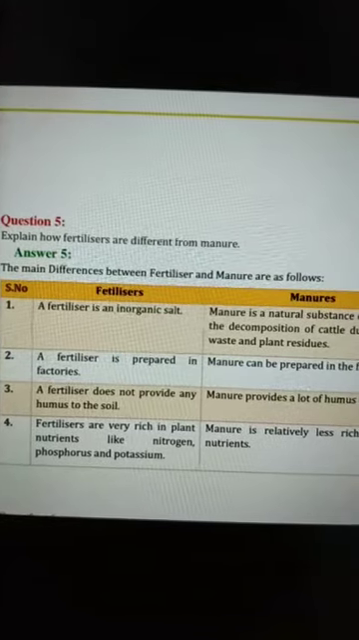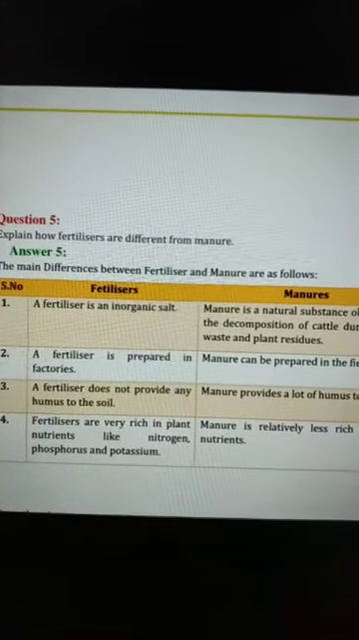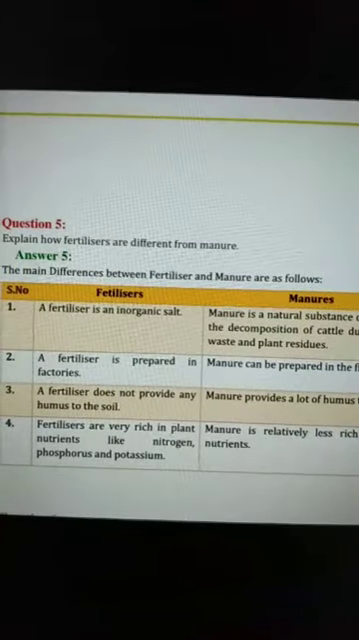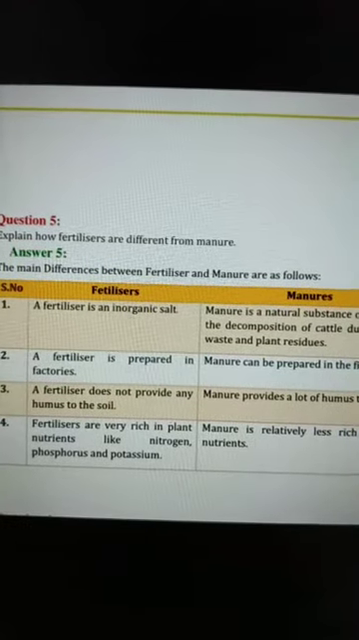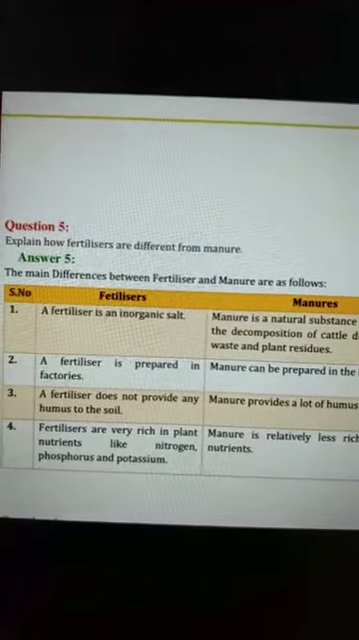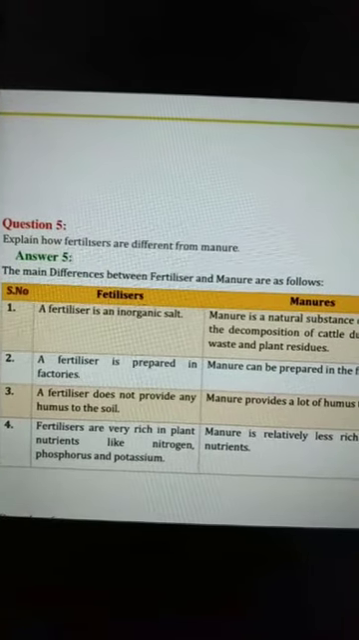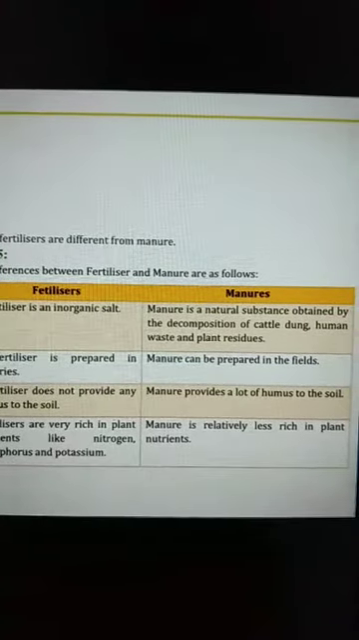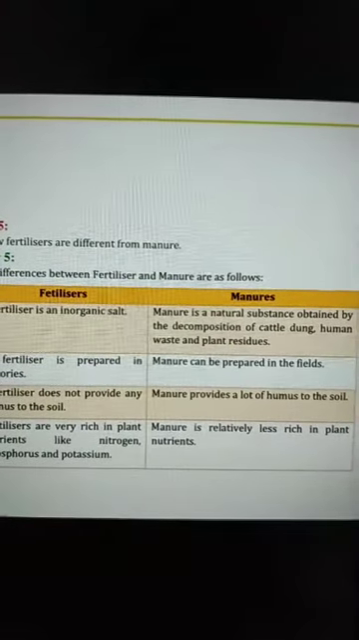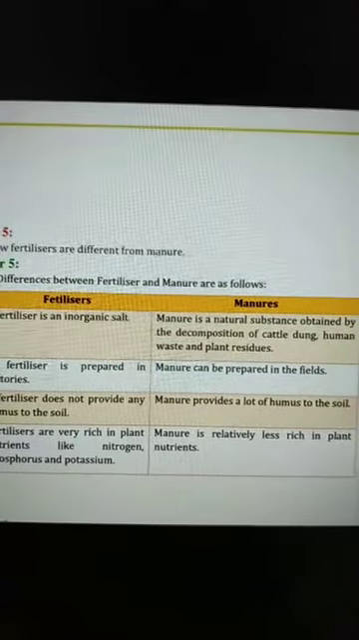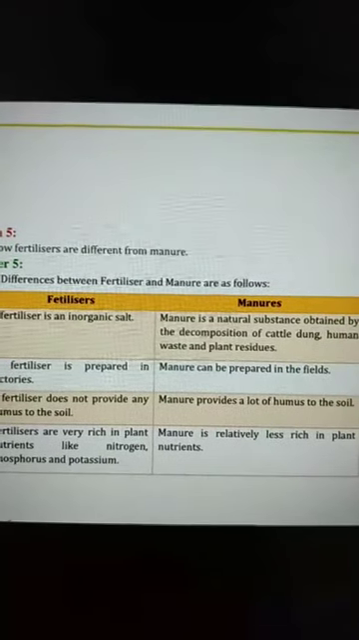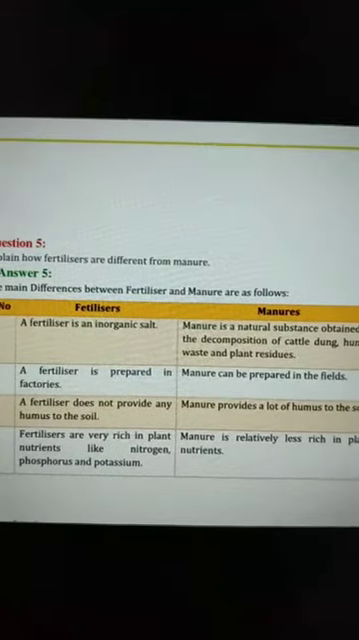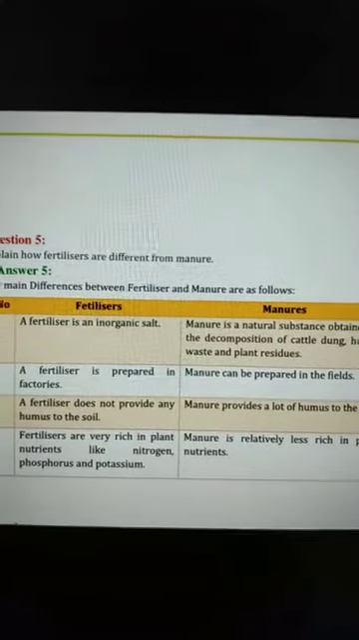Fourth one, fertilizers are very rich in plant nutrients like nitrogen, phosphorus, and potassium. So in fertilizer you can get this type of nutrient like nitrogen, phosphorus, and potassium. But manure is relatively less rich in plant nutrients. In manure you can get less nutrient. So this is the difference between fertilizer and manure. Next question.